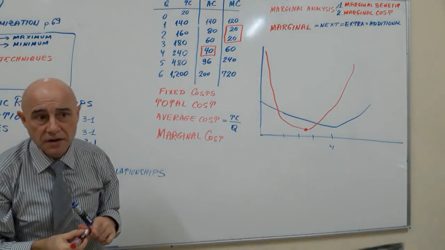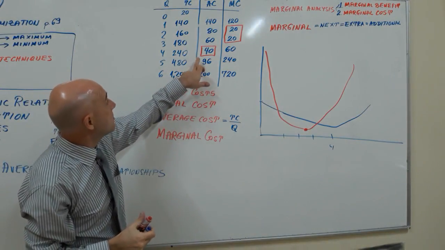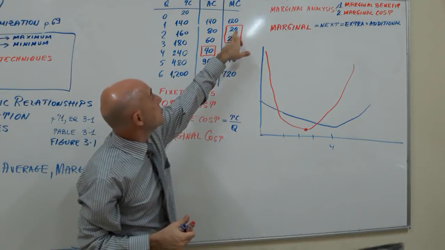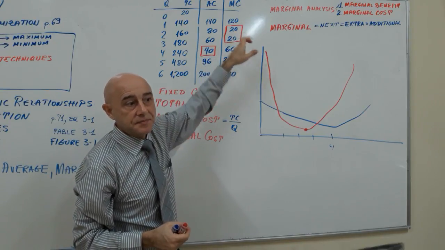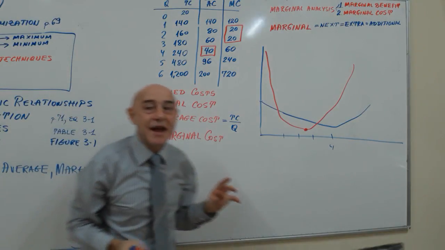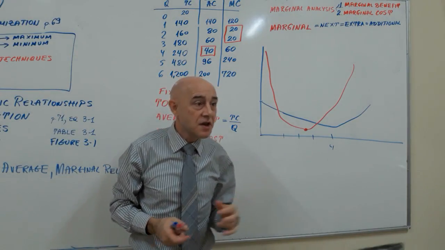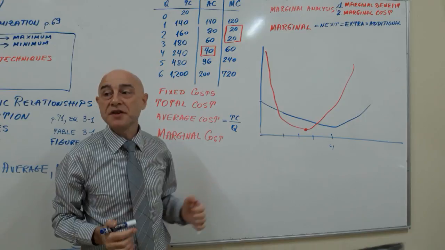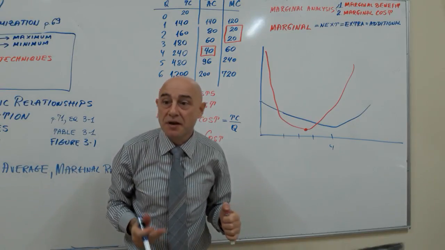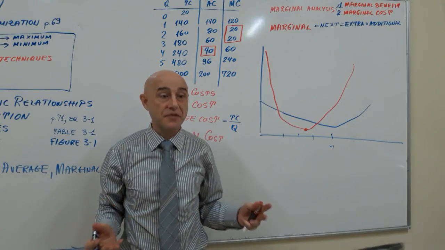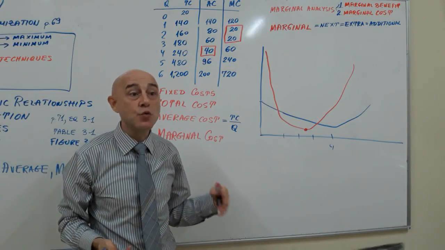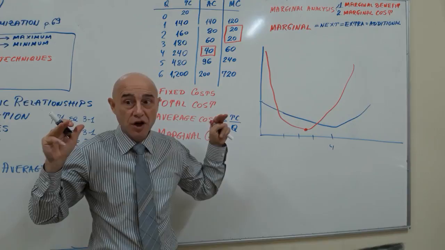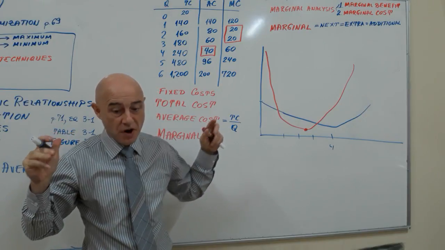Okay? So this is the optimum average cost, this is the optimum marginal cost. Now, we can't say what is the optimum quantity, because for the optimum quantity we need the maximum profit. We need revenue. Without the revenue, we cannot say which one is the best for profits.